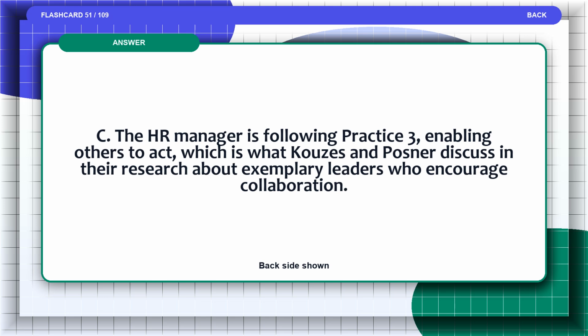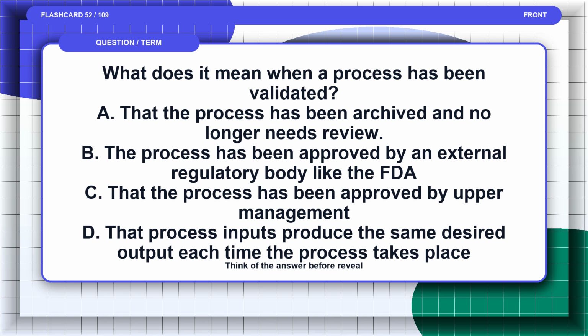The answer is C. An HR manager is following practice 3, enabling others to act, which is what Kouzes and Posner discuss in their research about exemplary leaders who encourage collaboration. Flashcard 52. What does it mean when a process has been validated?